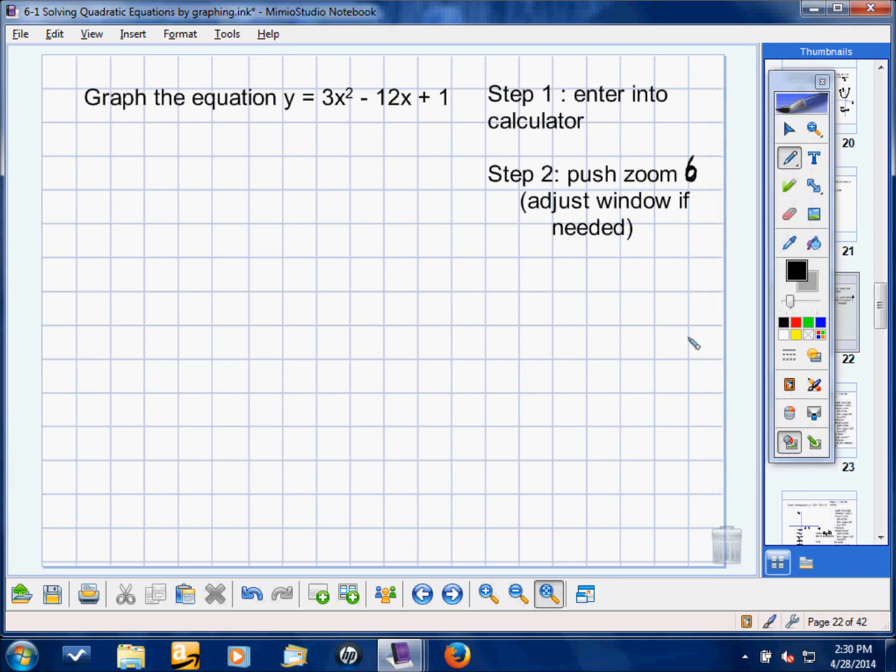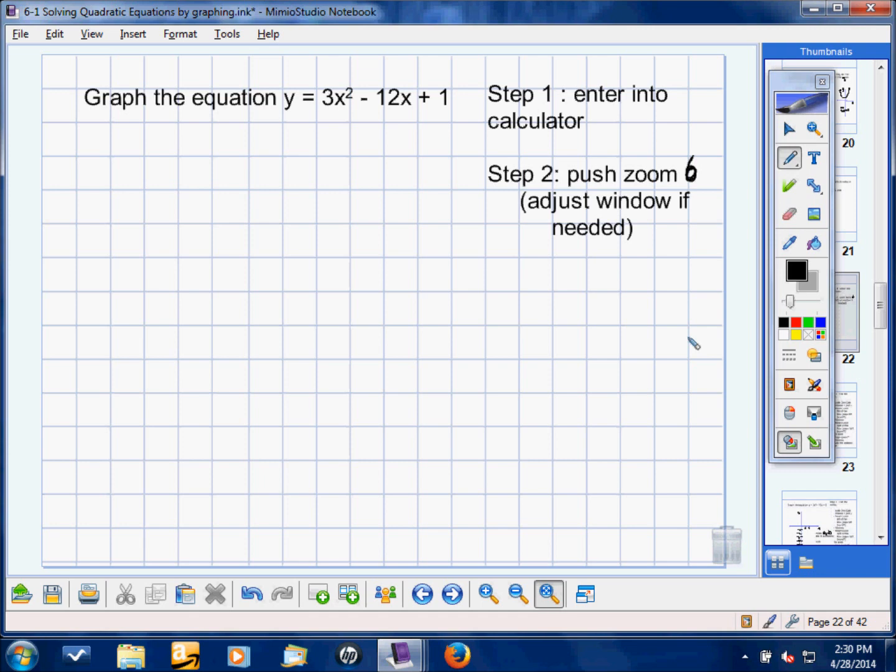So put this in your calculator. You have the instructions, so make sure you write down the instructions. I want you to enter it into Y equals. Push Y equals like we did before, and you see the equation. Put in 3x squared minus 12x plus 1.